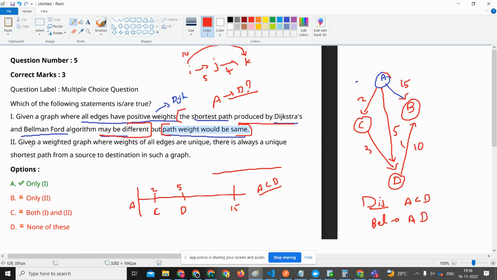So let's move to the next option. Mahi, continue. Mahi? All right. Go ahead.